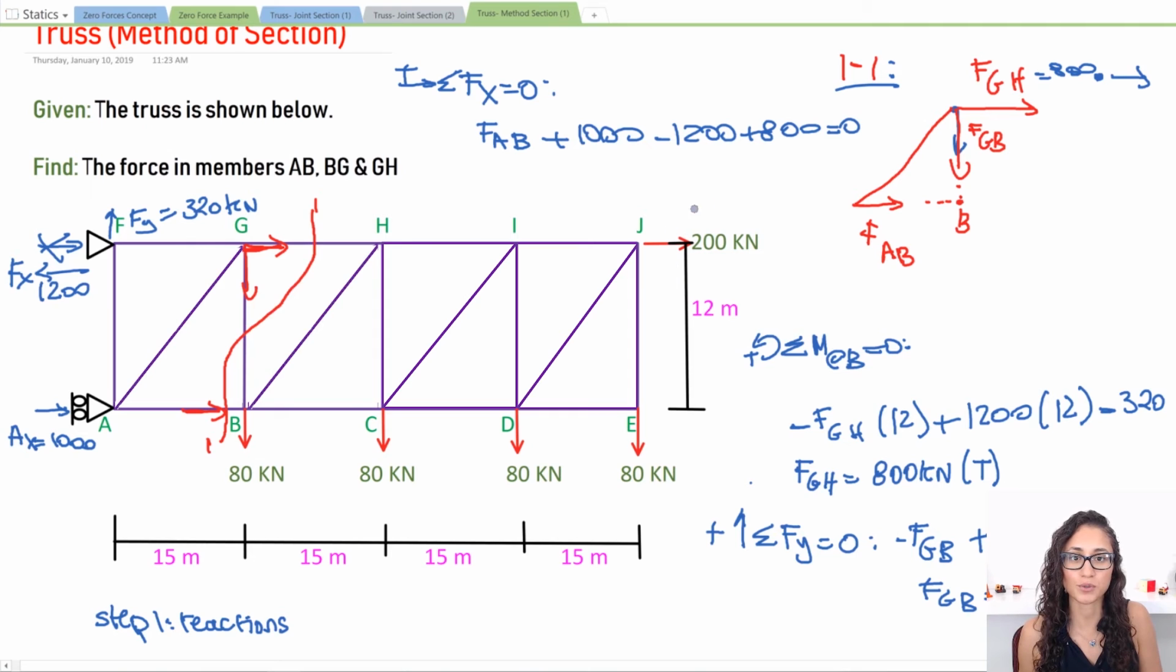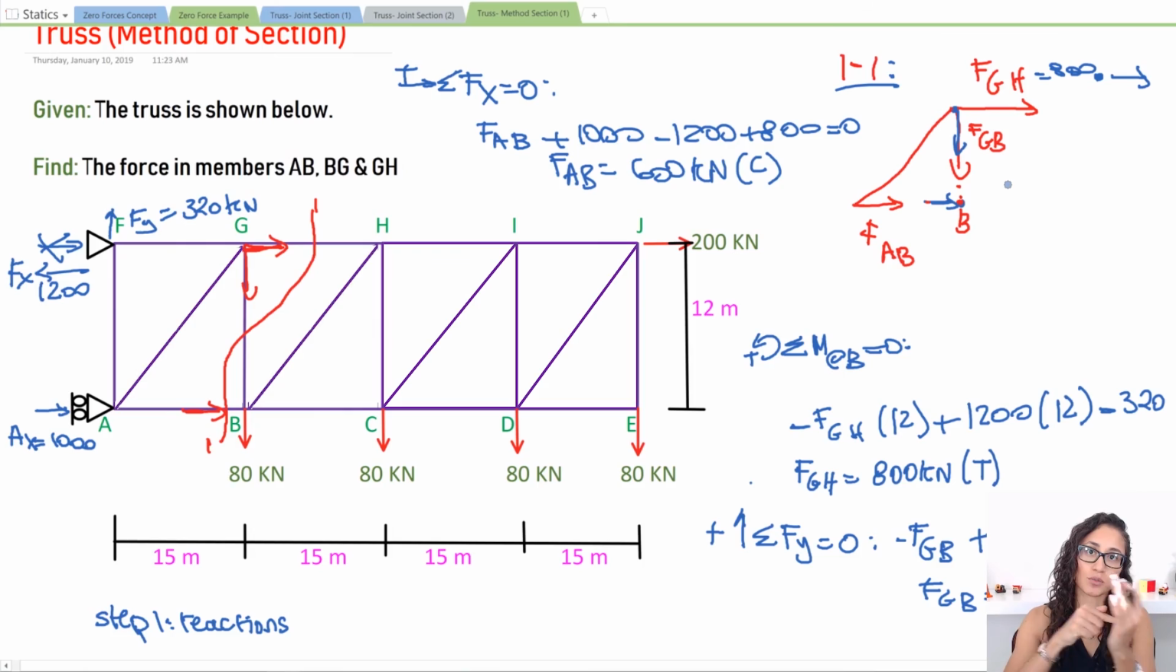Now note that we didn't really include these forces because these are on the other side. Usually when we cut, all we care about is from the cut to the other side. We don't really care about this portion. So if you plug in this, you will get an answer of 600 kilonewtons. And this is positive. That means the direction that we picked is correct. But this time it's going to be in compression, because FAB is going towards the joint, so it's creating compression.